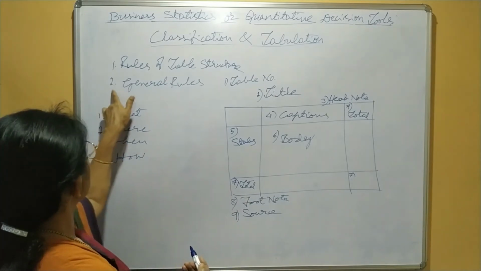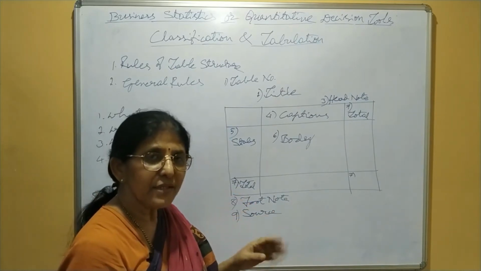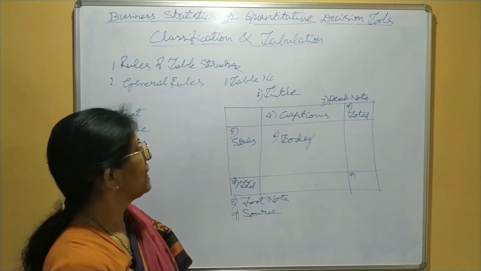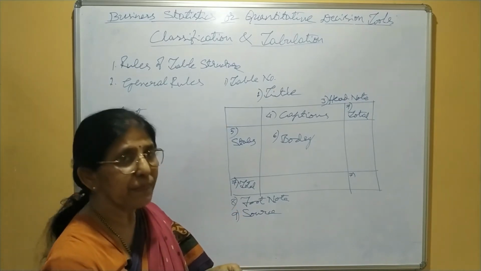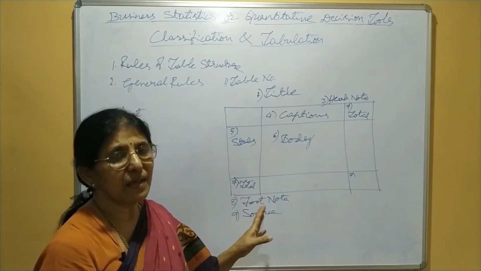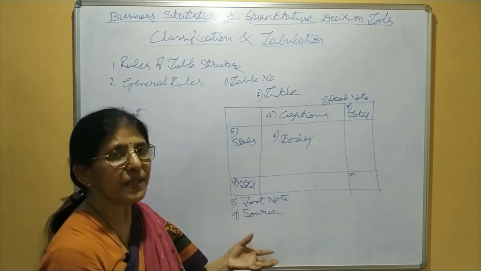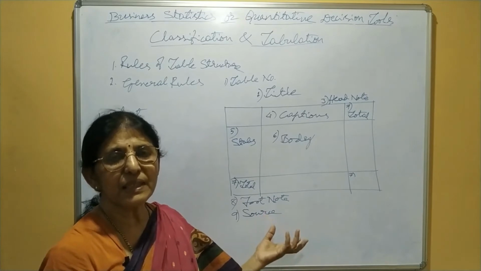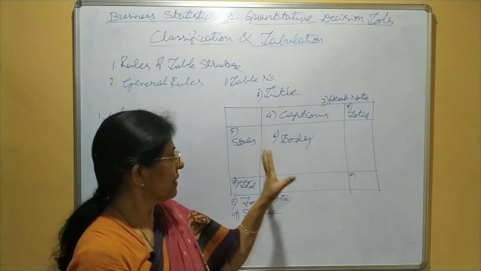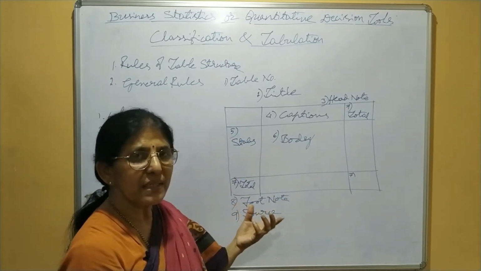Next one is general rules. Under general rules, as far as possible, unnecessary details must be avoided, because the table must be given in a single page. If the table is continued to the next page, then it is not convenient for referring to the table. Therefore, it must be given in a single page, and unnecessary details must be avoided. Only relevant data must be considered while preparing the table, and the table must be given in a single page.